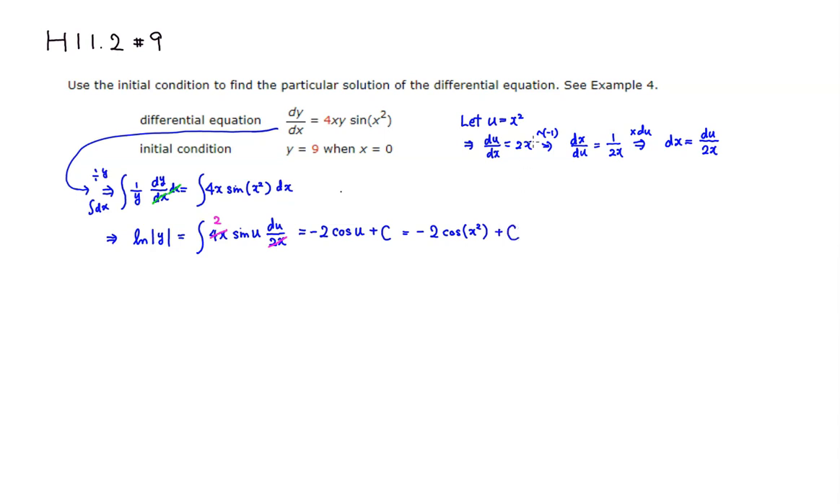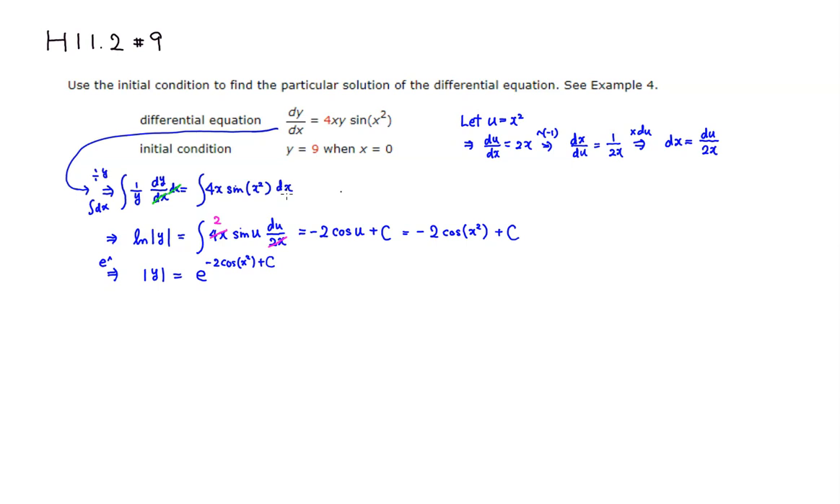Then we're looking for y. First I have to get rid of the natural log, so raise e to both sides. The natural log and exponential function cancel out because they are inverses of each other. So we have the absolute value of y is equal to e to the negative 2 cosine of x squared plus some constant c.